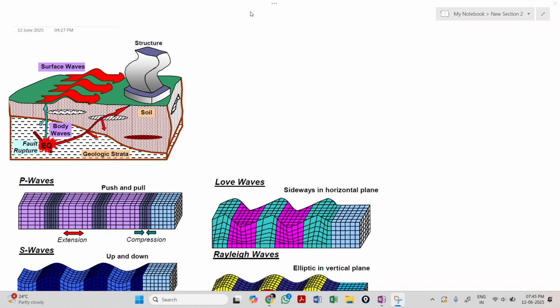Hello everyone. So today we'll be learning something new, and that is about earthquake designing. So first of all, we need to know how to design for an earthquake.